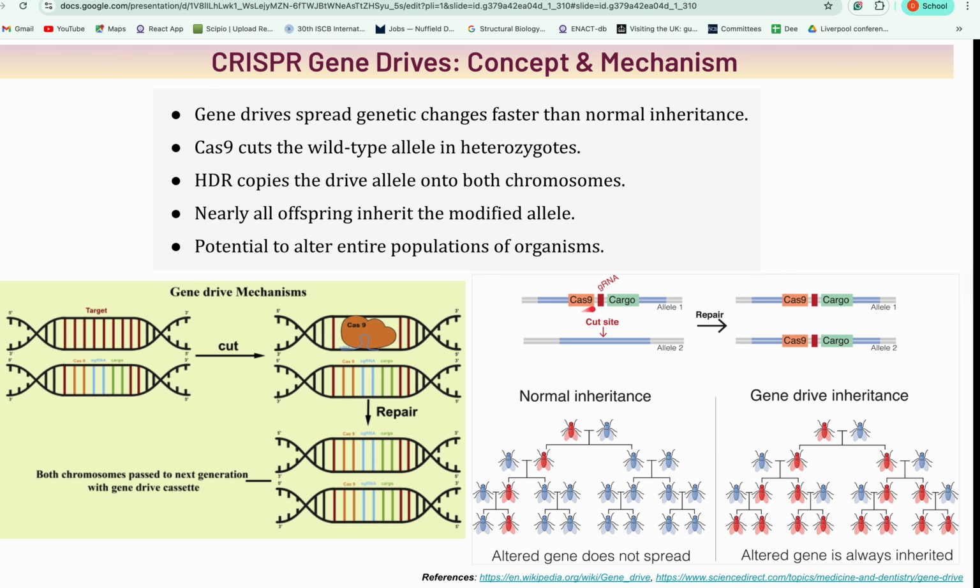Similarly, here also it is shown: this is the Cas9, guide RNA and the cargo. And this is the cut site where the cut will take place, because the cut will only take place at the target site, which is complementary to the guide RNA. So it will repair it. This is allele 1 and this is allele 2. After the cut, because both of them have the homology arms, this component gets transferred to this allele also. So this is how gene drives work.